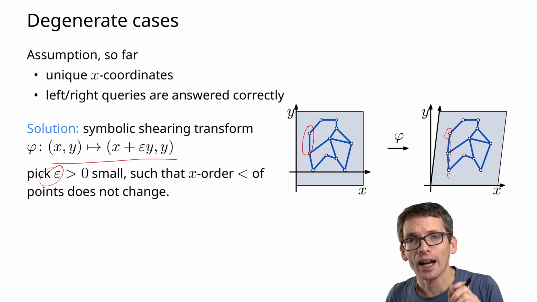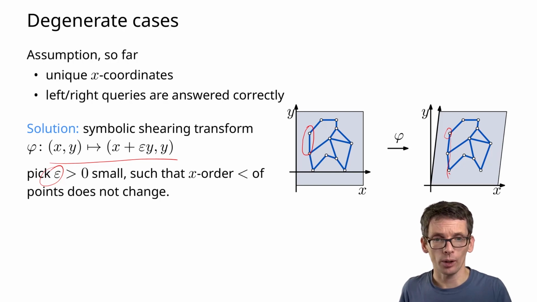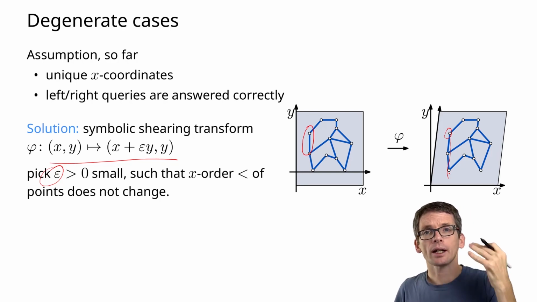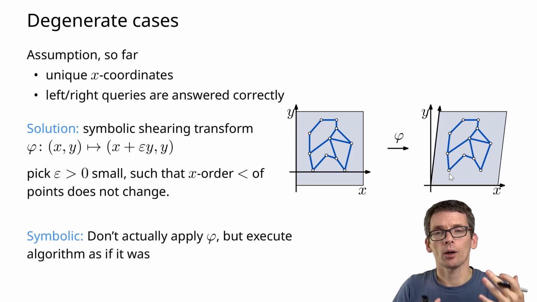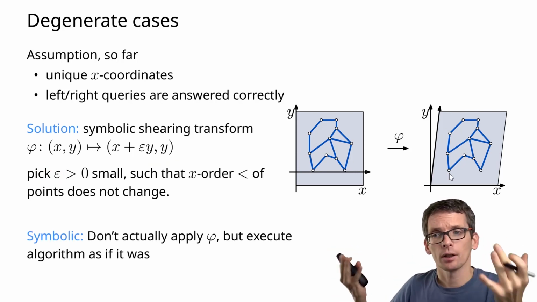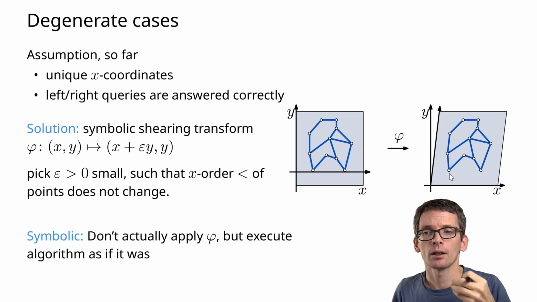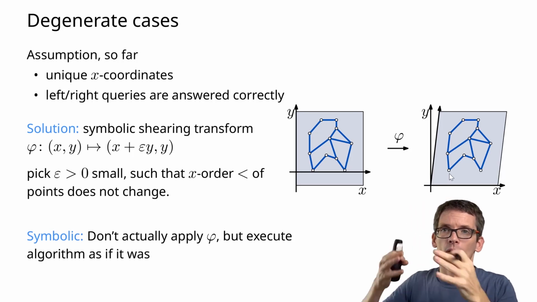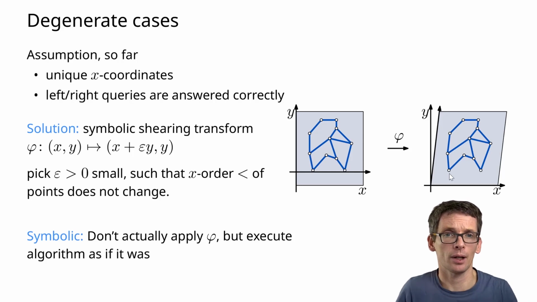We will actually not explicitly do this transformation. That's why it's called symbolic. But we will look at how we would need to do our computations if this transformation had been done. So we're only applying it symbolically. We don't apply the transformation, but we use the algorithm as if it had been applied.